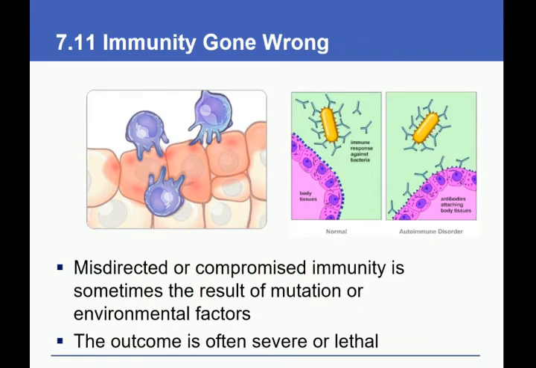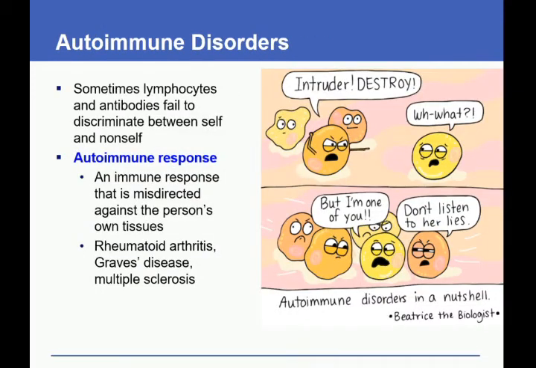Immunity gone wrong. Misdirected or compromised immunity is sometimes the result of mutation or environmental factors. The outcome is often severe or lethal. Autoimmune disorders would be when your lymphocytes and antibodies fail to discriminate between self and non-self. Autoimmune response is an immune response misdirected against the person's own tissues, such as rheumatoid arthritis, Graves' disease, and multiple sclerosis.